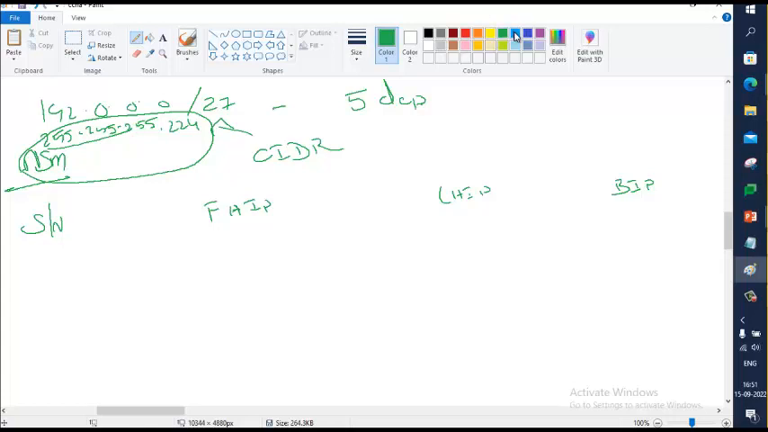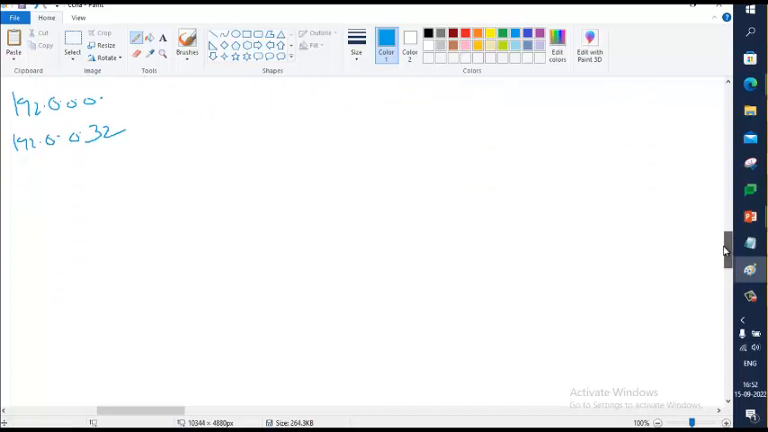Now tell me what is the first subnet, 0th subnet. 192.0.0.0. Second subnet. 192.0.0.32. All right, you know the subnetting. I do not want to ask you more. Good. Now let us move on to the other level of subnetting.